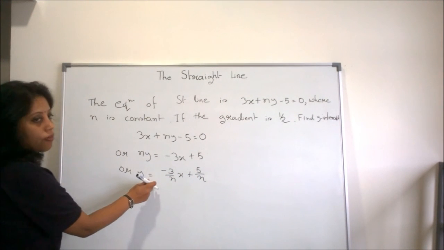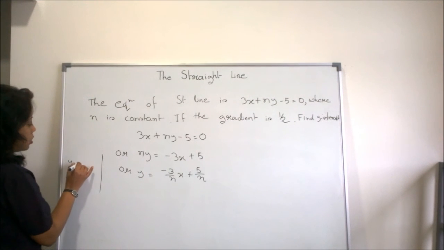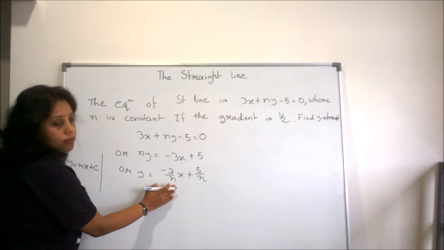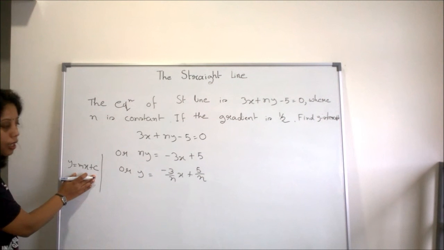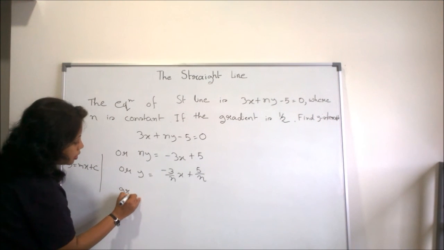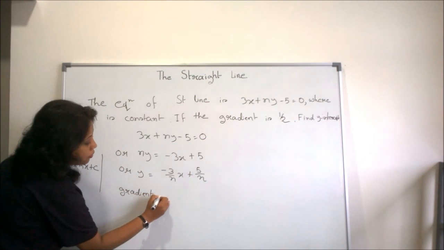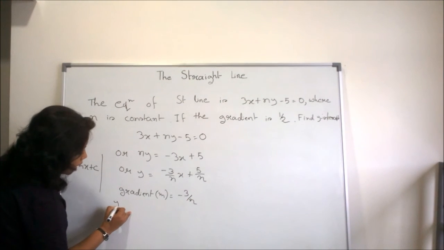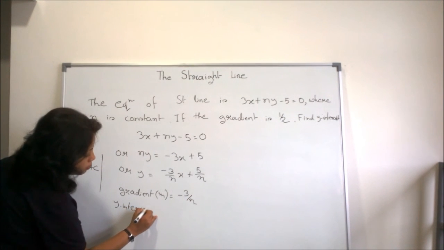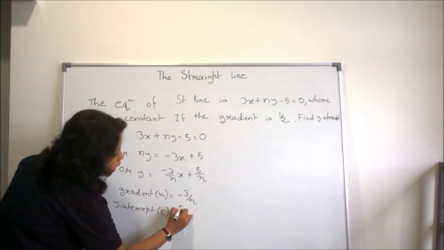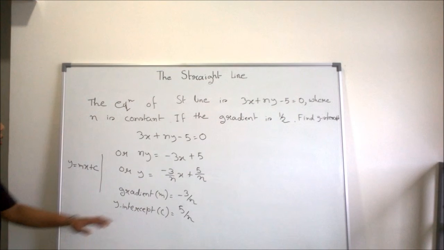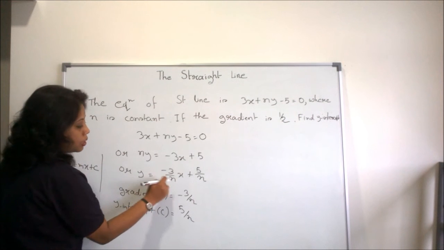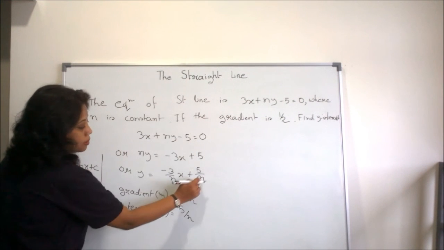Now this becomes the form y is equal to mx plus c. Okay, so now we can compare this with our general form. So from here we get the gradient m is equal to minus 3 by n and the y-intercept c is equal to 5 by n. Okay, we compare it with the general equation and we get the gradient m equal to minus 3 by n and the y-intercept is 5 by n.